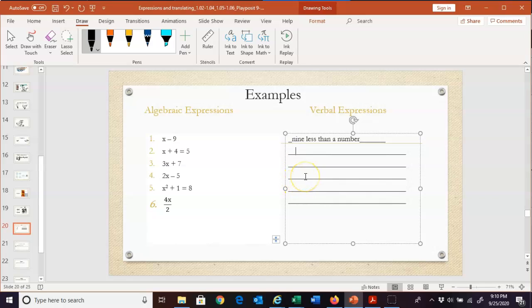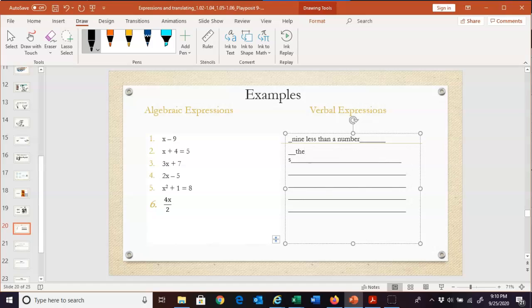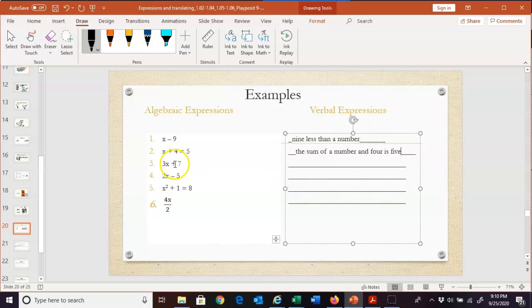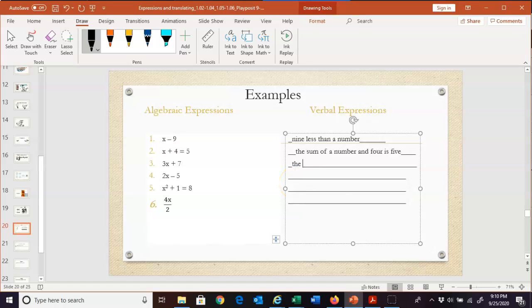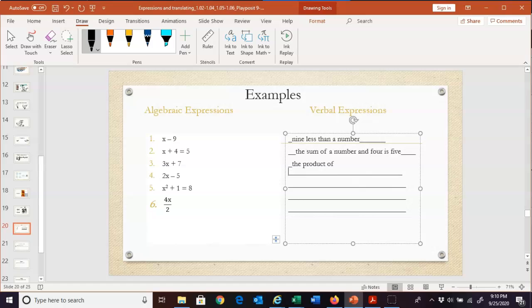Let's try number 2. The sum of a number and 4 is 5. Let me write 4. Number 3, so this is 3 times x, right? Because 3 is written right next to the x. So the product of 3 and a number and 7.